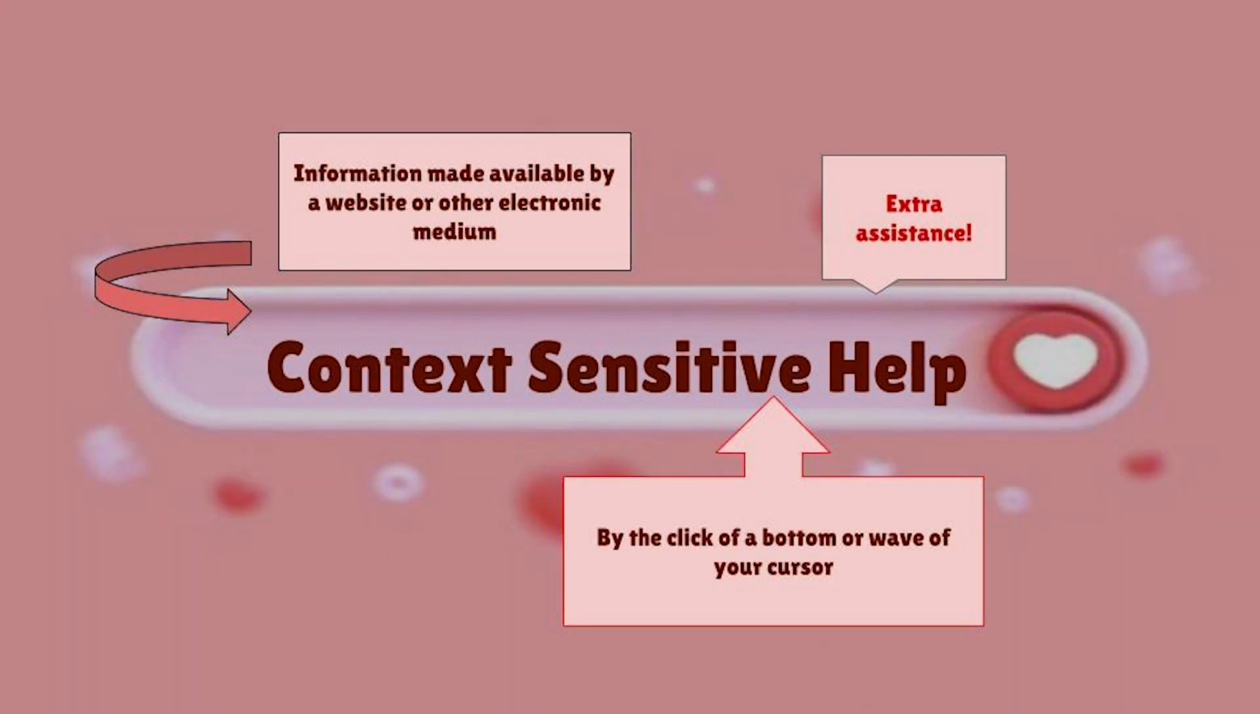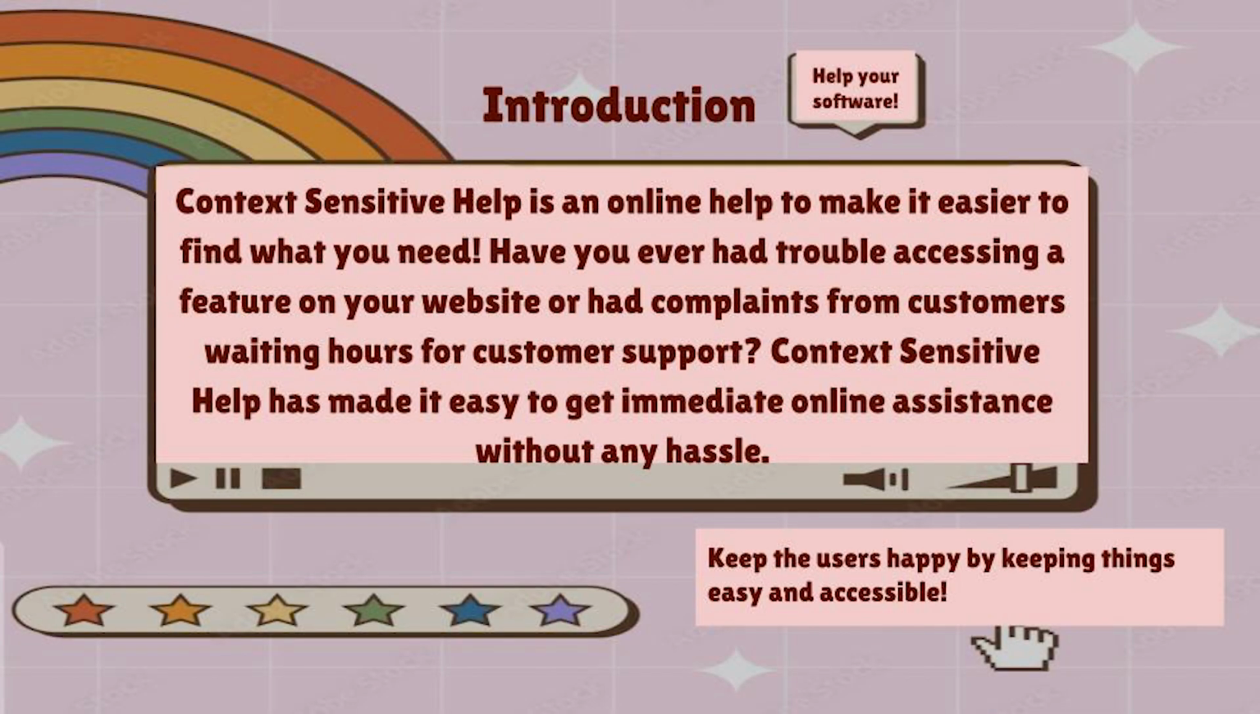Context-sensitive help is an online help centralized towards an online application feature or web page that may need a little bit more of an explanation for its users. Rather than waiting days on end for tech support or an online agent to contact, context-sensitive help has made it easy to get immediate online assistance without any hassle.